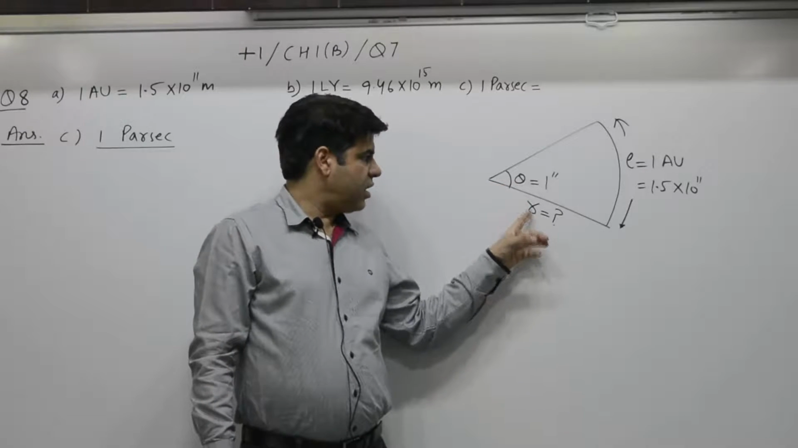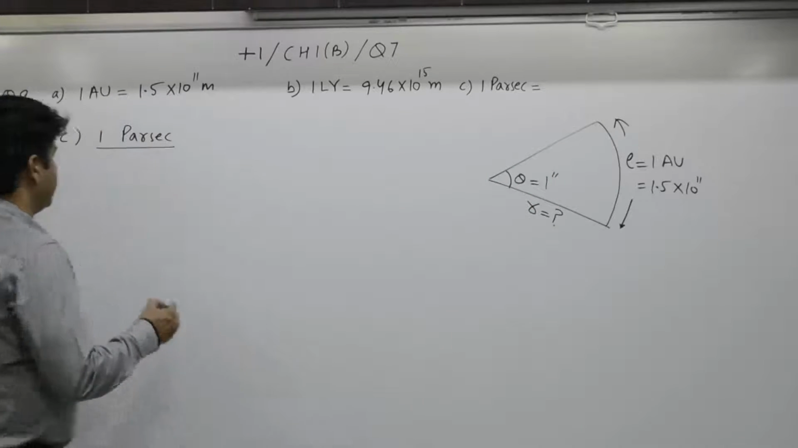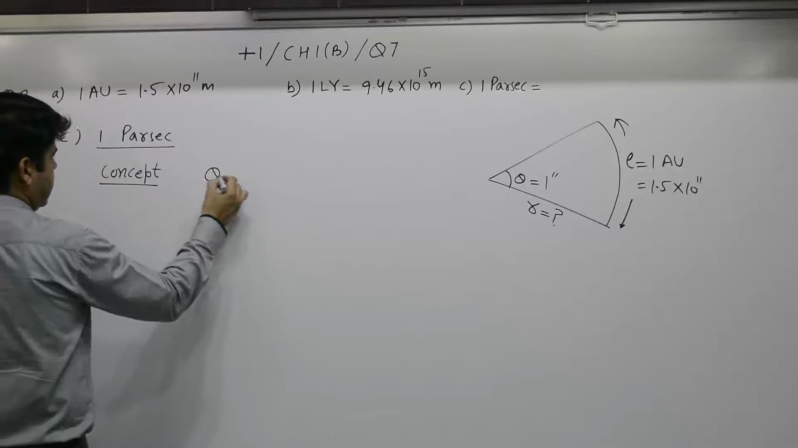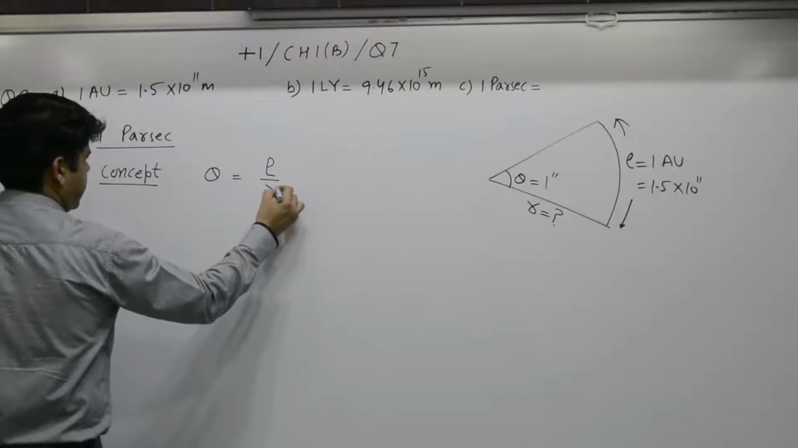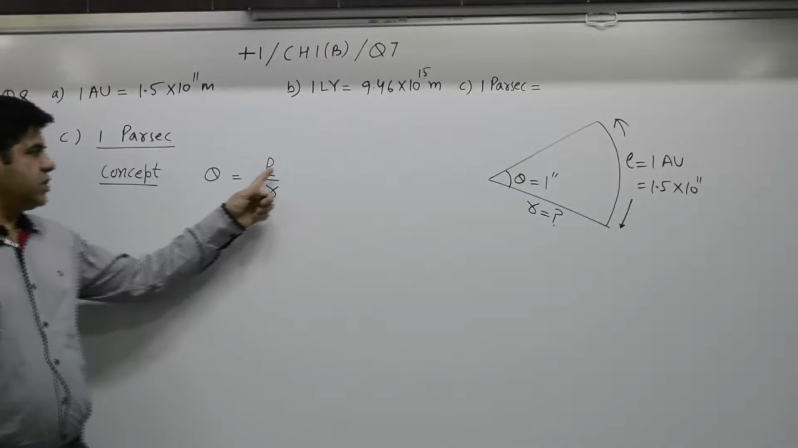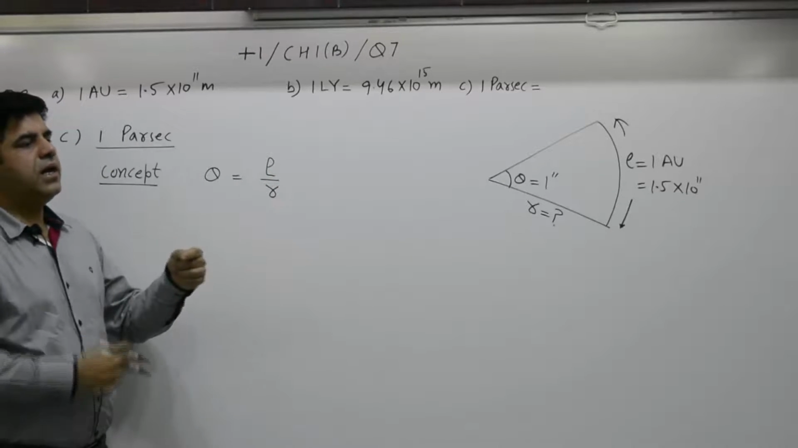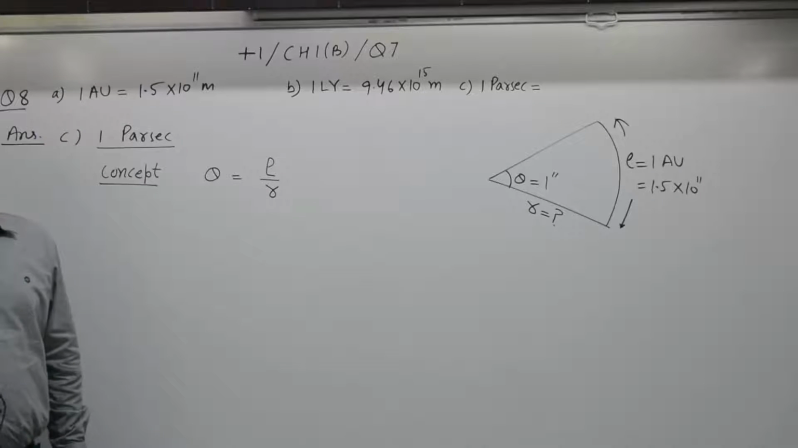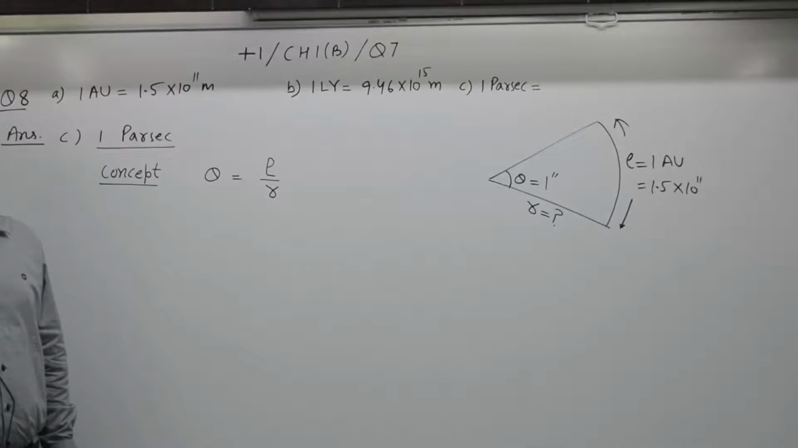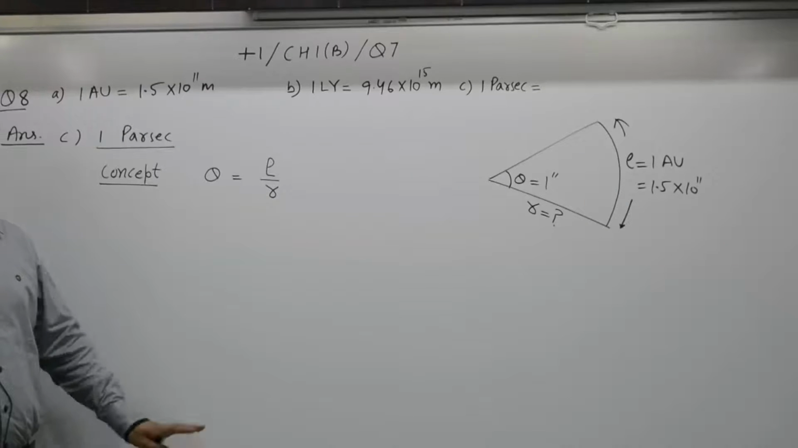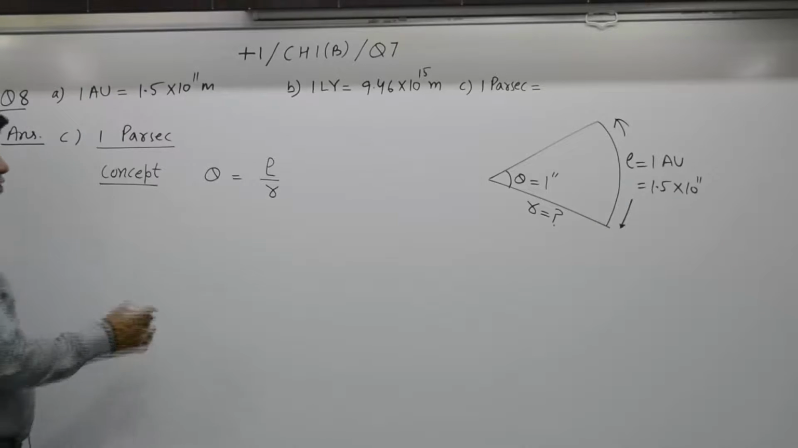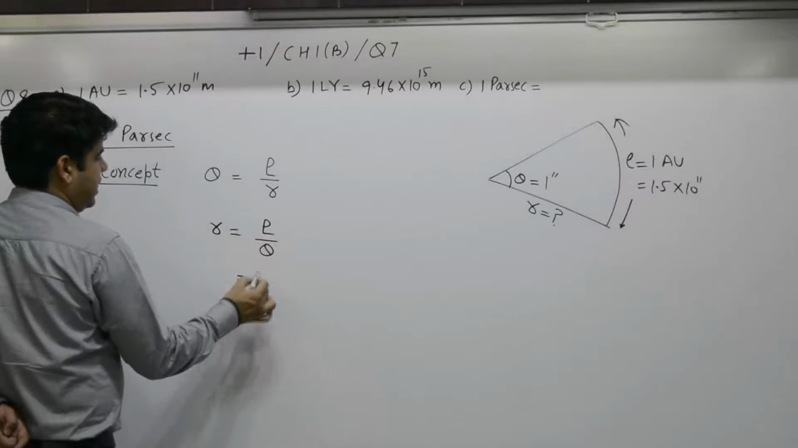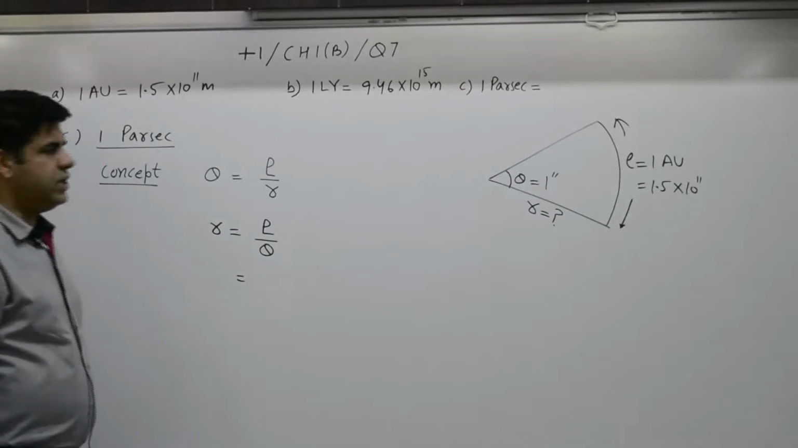How to find r when theta and L are given? The concept is: angle theta is equal to L by r. Confirm? For a full circle, the arc is 2 pi r. 2 pi r divided by r, the r cancels. What do we get? 2 pi. A full circle subtends an angle 2 pi radian at the center. In this case, you need to find out r. r is equal to L by theta. L in meters is known to me. The issue is theta.